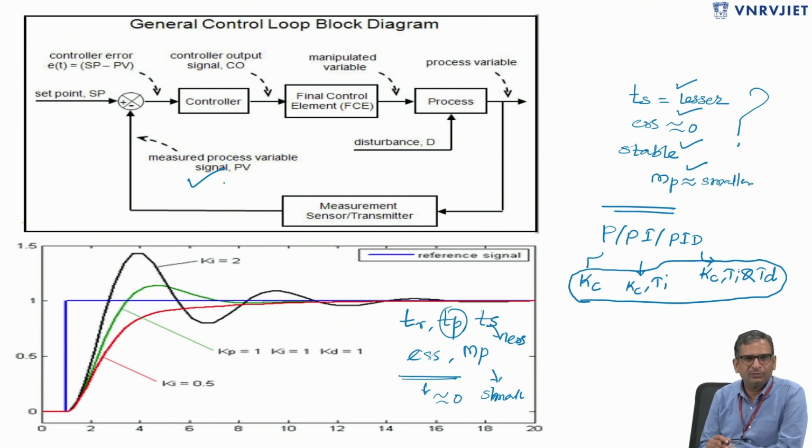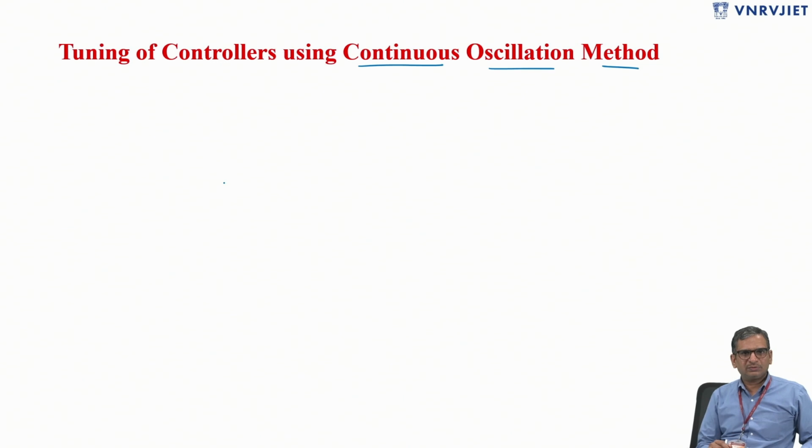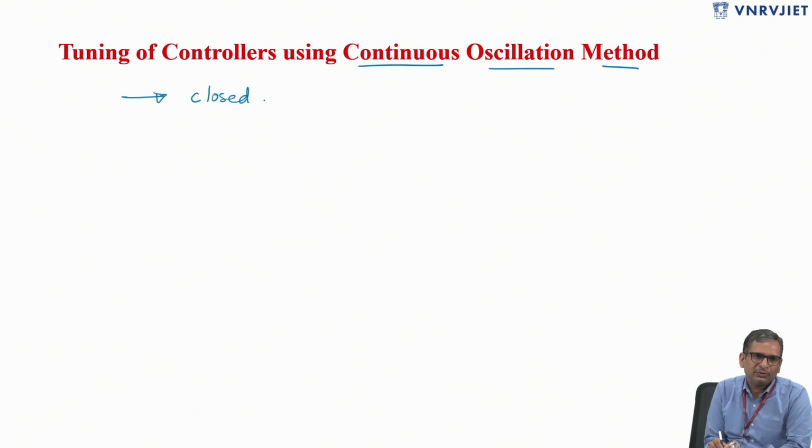So how exactly are we going to apply this continuous oscillation method test so that we can get the optimum PID controller parameters? Basically we are using this for higher order systems. The aim is to find out the proportional gain, integral time as well as derivative time for the PID controller, and we are going to apply the continuous oscillation method here. Basically this test is conducted in closed loop, right?